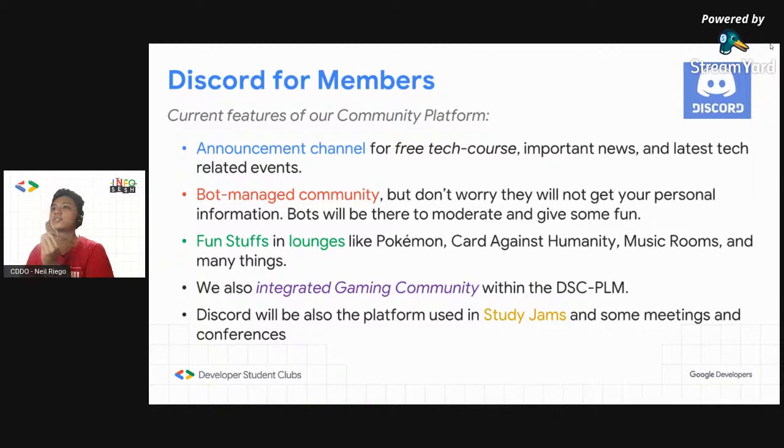Also, the last feature is Discord will also be the platform used in study jams. So earlier, parang sinabi namin magkakaroon ng talks and webinar. Iba pa tong study jam. Actually, ma-discuss siya after nung discussion ng frequently asked questions. So, ayun. Yung study jams is parang casual talks and sharing of ideas within the community natin. And also, yung mga seniors natin magtuturo about sa certain topics sa technology.